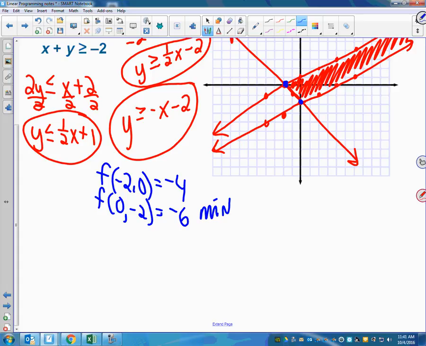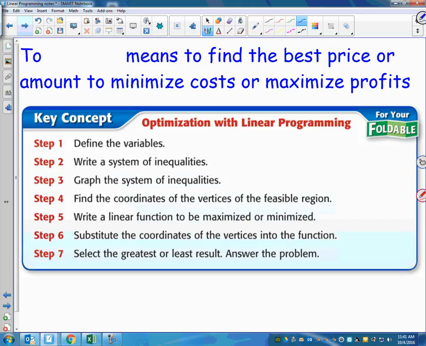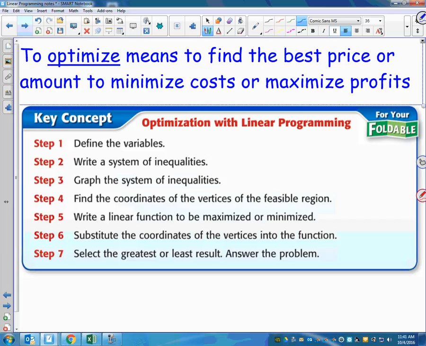Okay, so now let's look at the story problem, and the story problems are a bit overwhelming because there's just so much information, but we're going to do one together, so hopefully it helps you do the one that I gave you on your homework. So first of all, the word here that we're talking about when we do these problems is optimize. In calculus, we do optimization problems a little bit differently than this, but to optimize something means to find the best price, to minimize costs, or maximize profits. And so this is where linear programming can be useful.